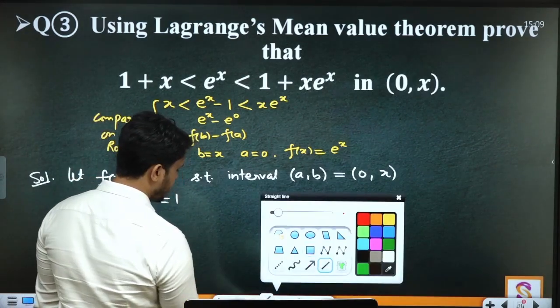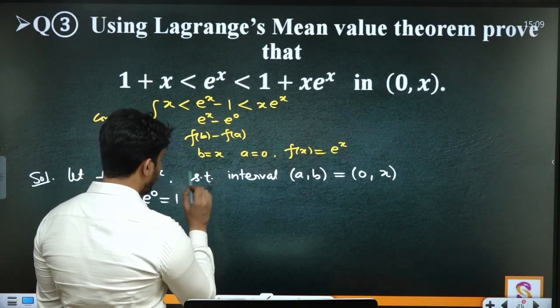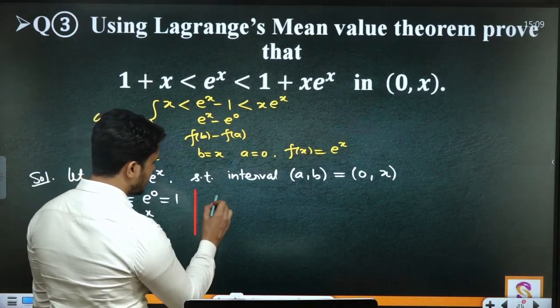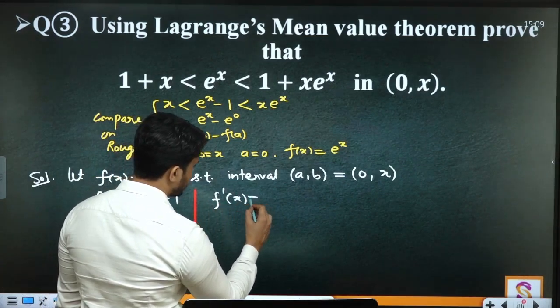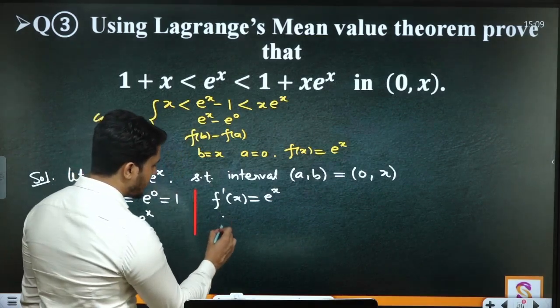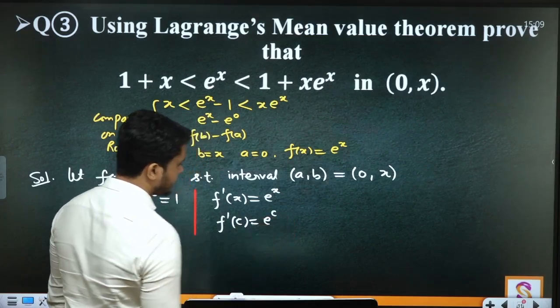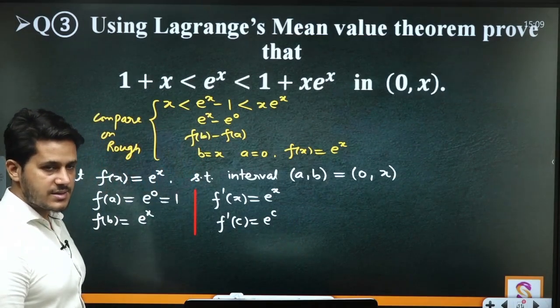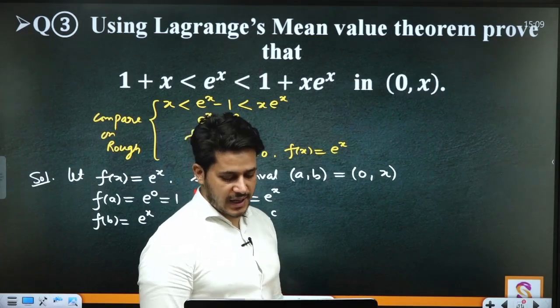Then you have to find the value of f dash c, so first differentiate it. f dash x is nothing but e^x itself, and if you put x equal to c here, then it will be e^c.